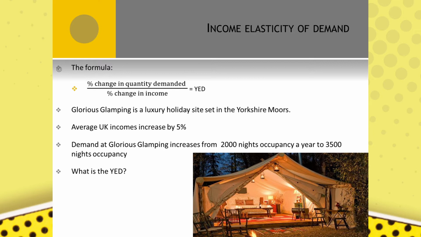What is the YED? So figure out what's going to go on top, the percentage change in quantity demanded. Now this is a little bit of a trick question because you've been given the change in demand but not the percentage change. So you first need to figure out the percentage change here. Then you've already got the percentage change for income, which will go on at the bottom, which is 5%. So pause this video now, write this example down in your books and figure out the answer.